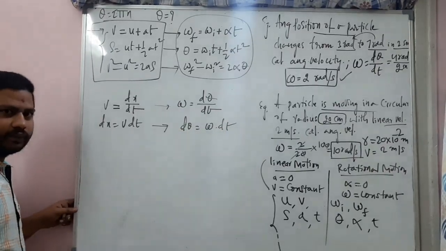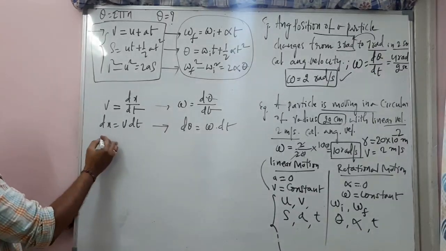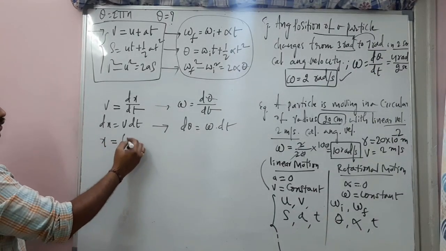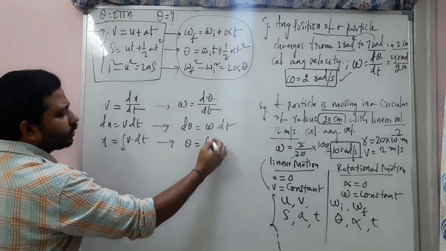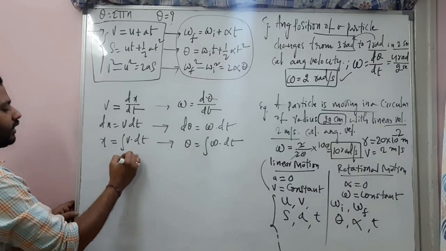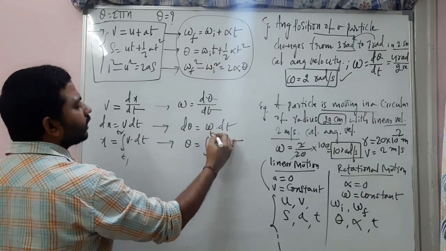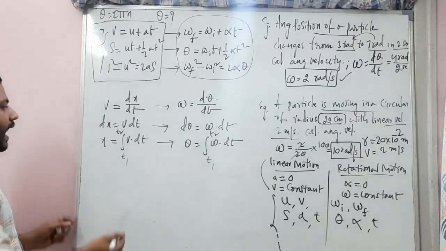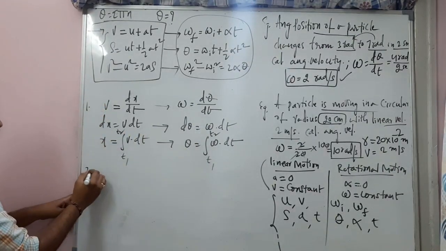Carefully observe. We can do integration. If we integrate here, we get x. x is equal to integral v dt, and here theta is equal to integral omega dt. The limits you can apply here, t1 to t2 in both. In the same way, acceleration, this is number 1, and this is number 2.